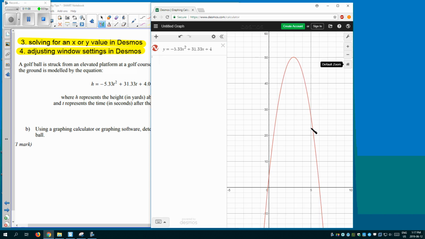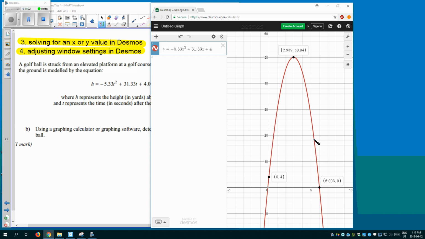Much better. I can see all the main features of the graph. I can see where it crosses the x-axis, and I can click and have that. If you click and don't just hover over it, it will stay there displayed on your screen. If you click, it'll stay displayed. There's even another x-intercept here.